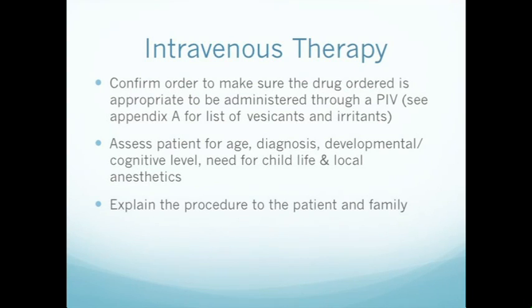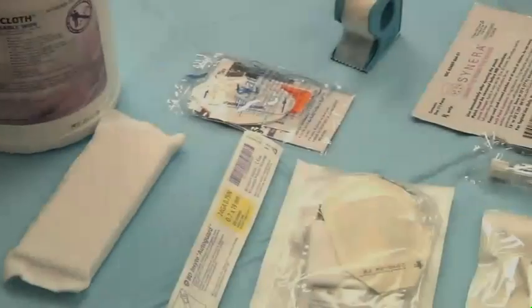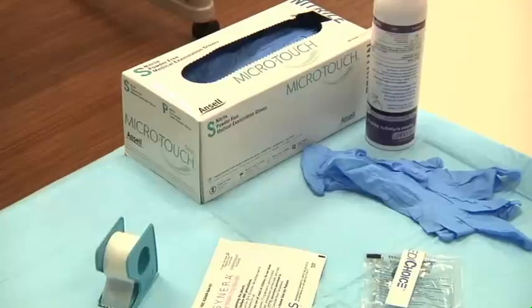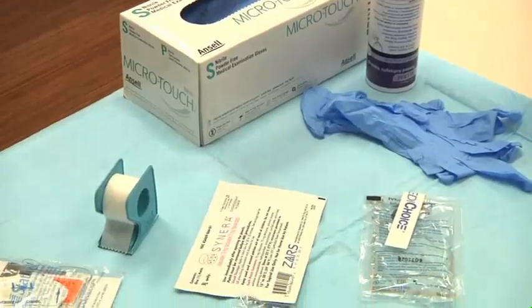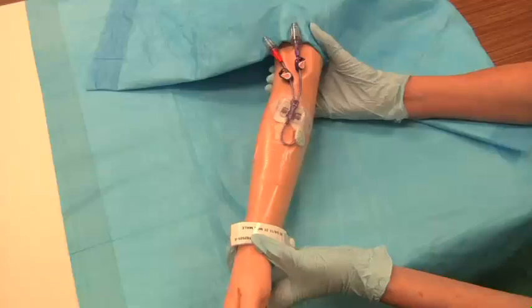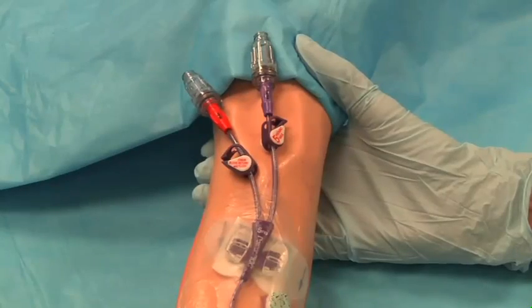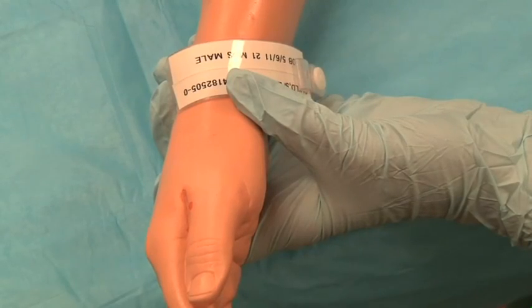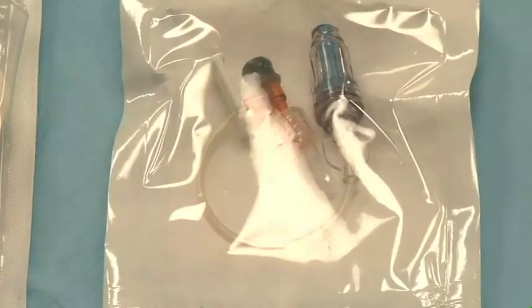Assess the patient for age, diagnosis, developmental, cognitive level, the need for child life, and local anesthetics. Check for potential allergies regarding tapes and solutions. Also determine the need for extra holding help. Explain the procedure to the patient and appropriately to the family.